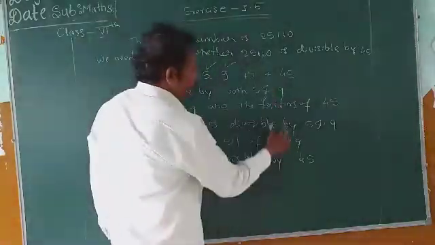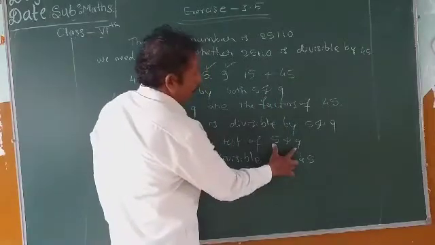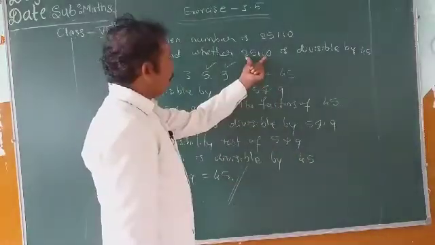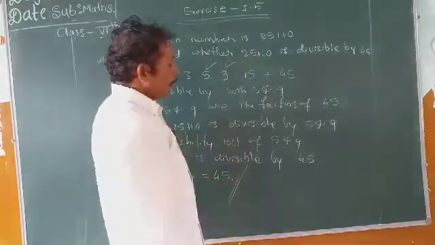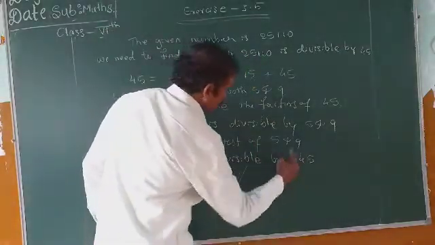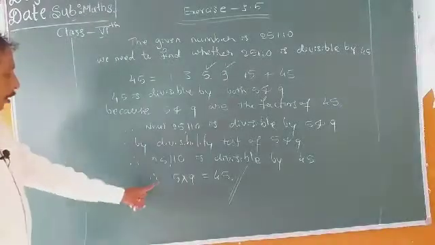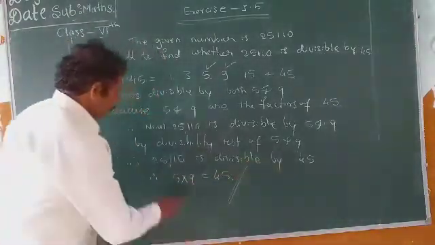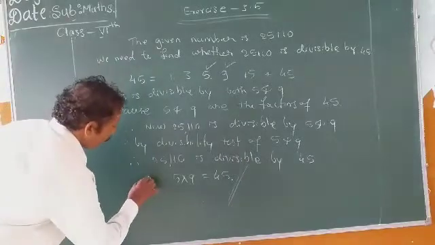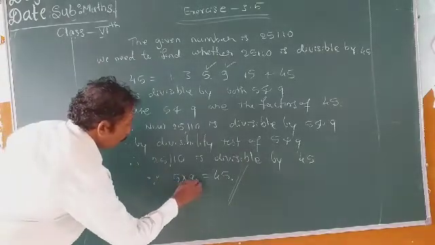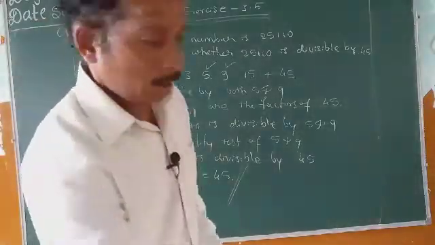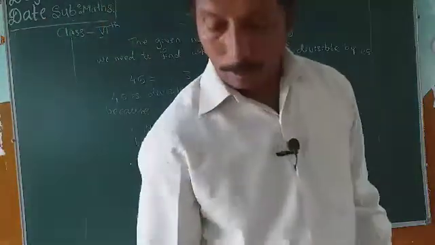When this number is divisible by 5 and 9, 5 into 9 is 45. Therefore, the same number 25,110 must be divisible by 45. Therefore, 25,110 is divisible by 45, because 5 into 9 is equal to 45. Next question.